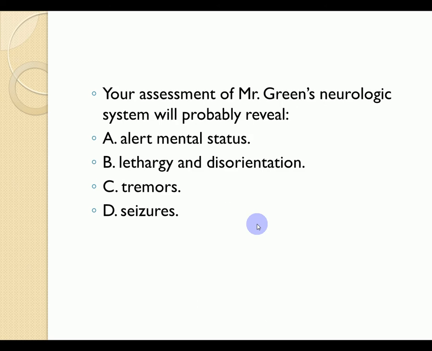Your assessment of Mr. Green's neurological system will probably reveal: A, alert mental status; B, lethargy and disorientation; C, tremors; or D, seizures. If you picked B, lethargy and disorientation, you're correct. You're most likely to see neurological change such as lethargy and disorientation in a patient with hyperglycemia and diabetic ketoacidosis, because if you'll remember, acidosis suppresses the central nervous system. That was one of the things we learned in ABGs.